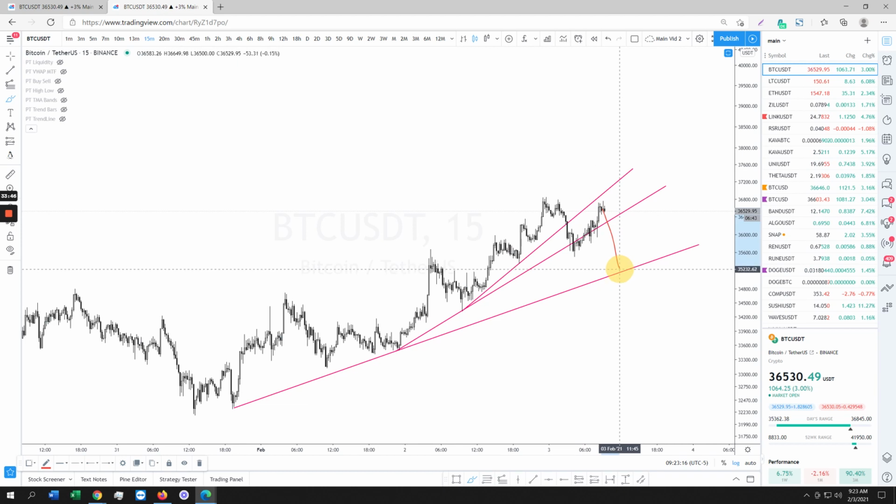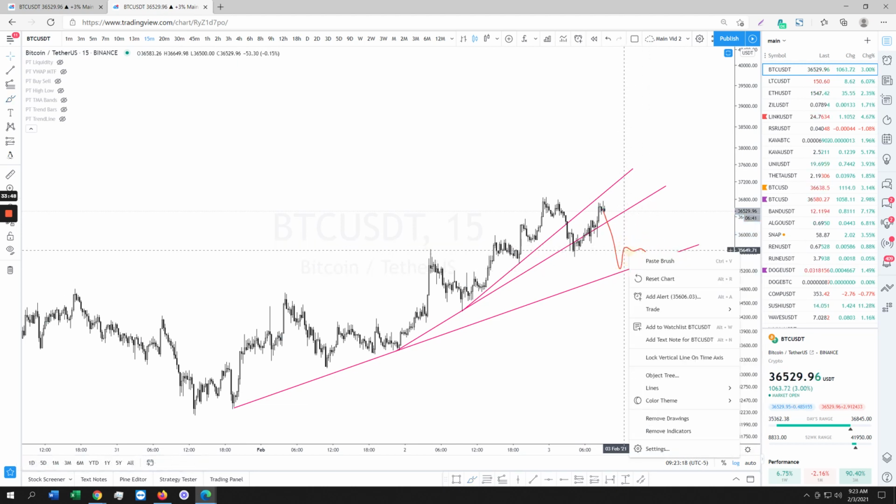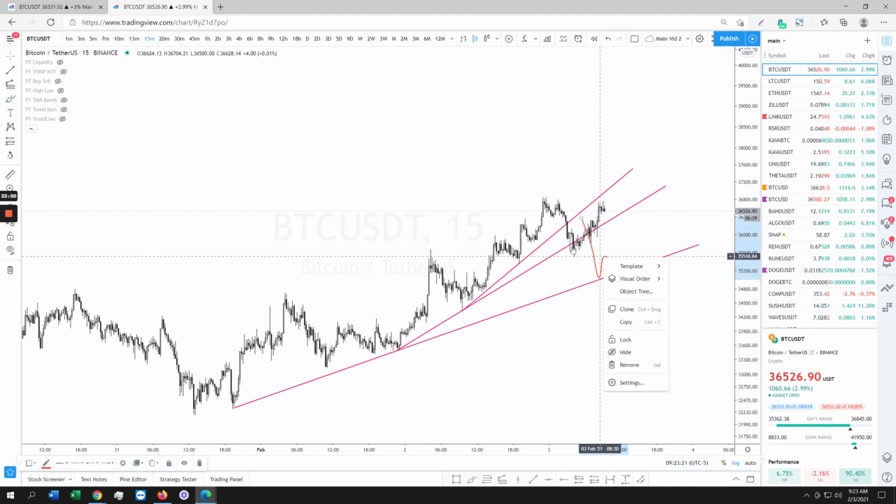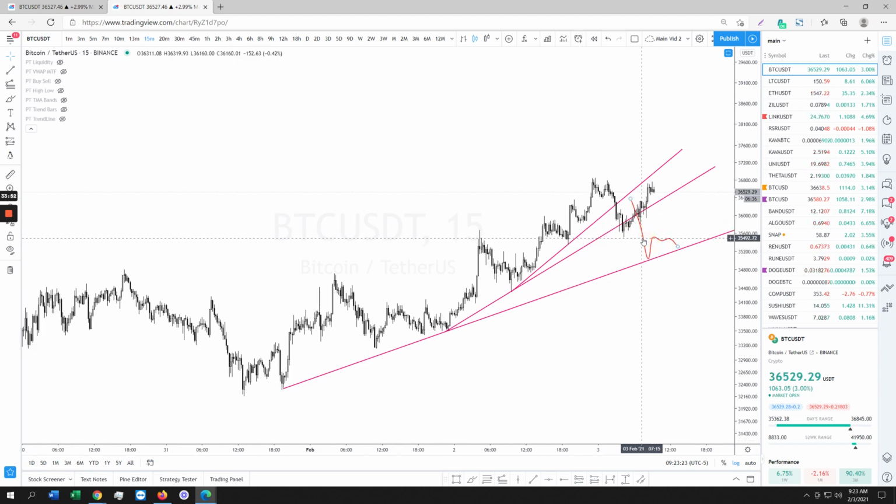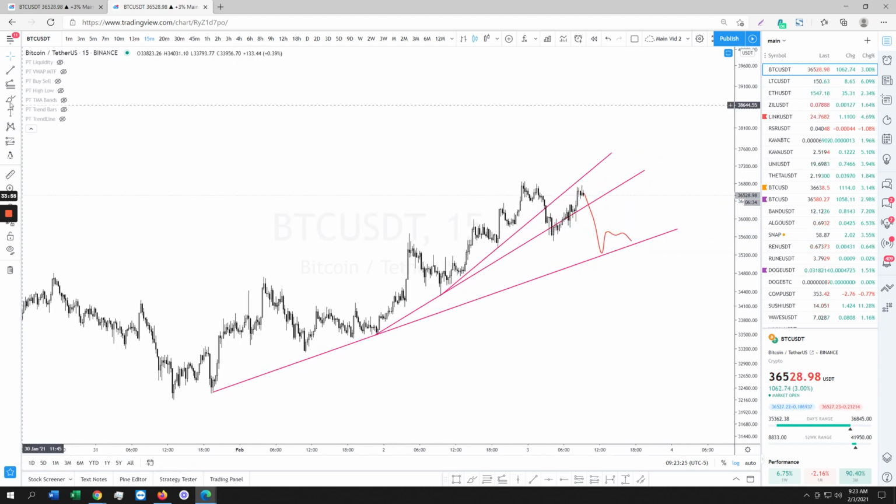So I'm curious to see what happens. Maybe, I don't know. A lot of liquidity down here, by the way, guys. This is going to act like a magnet.